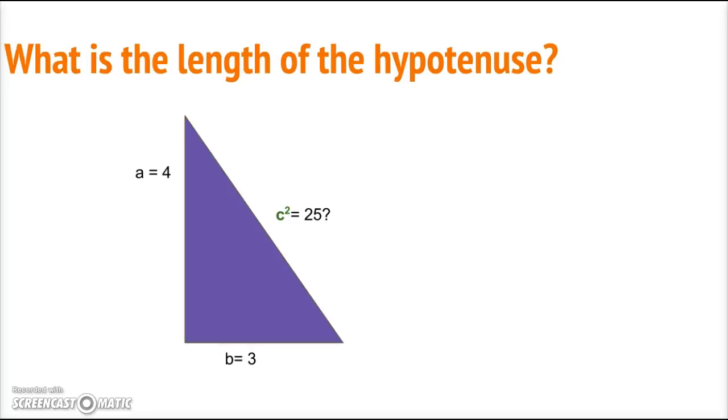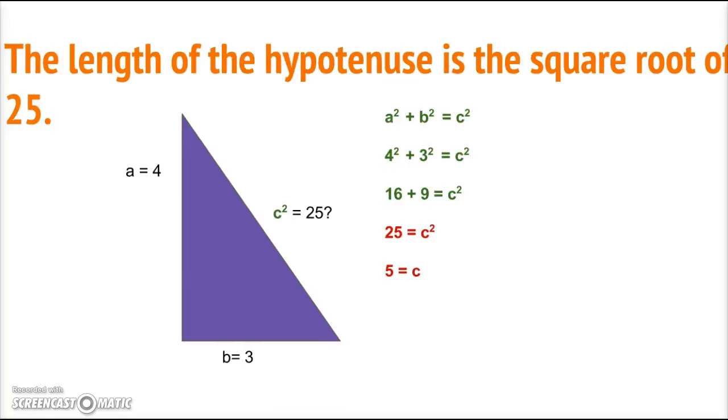So what is the length of the hypotenuse? What else do we need to do to find this length? Look again at the Pythagorean theorem. Since we found the square of the hypotenuse, or c squared, we must now find the square root of the hypotenuse. The square root of 25 equals 5. Therefore, the length of the hypotenuse is 5 units long.